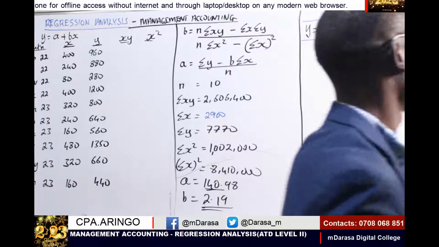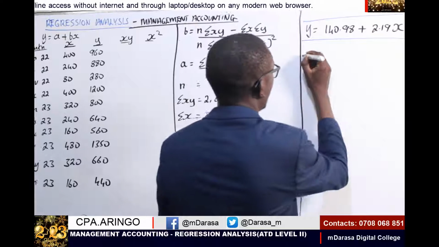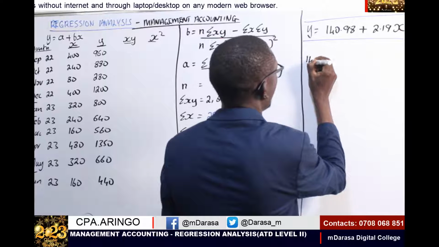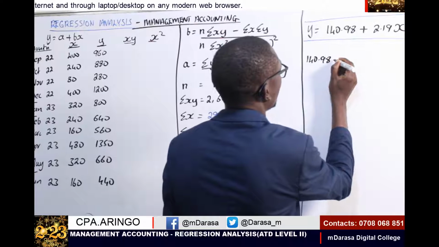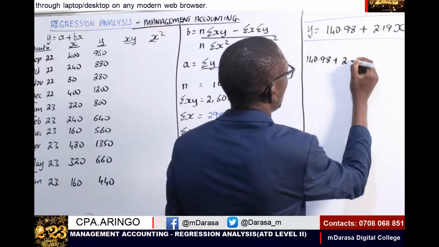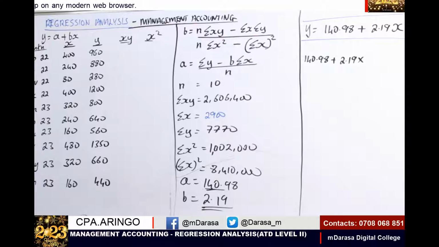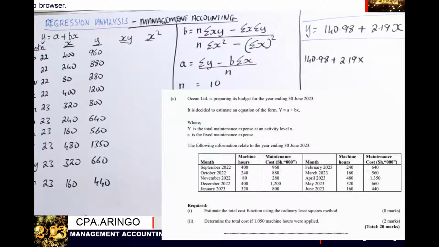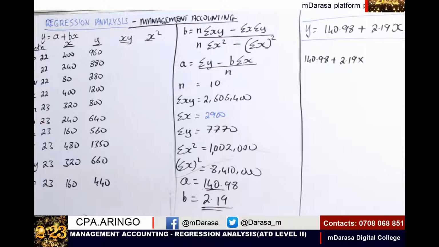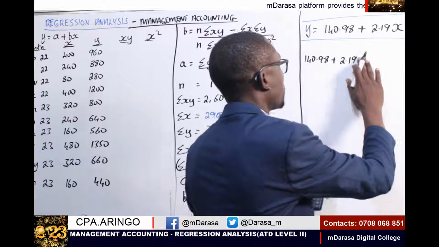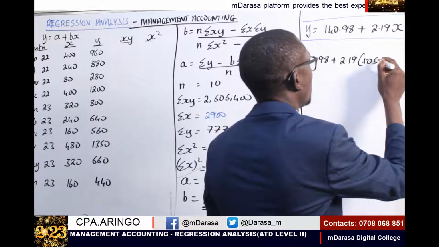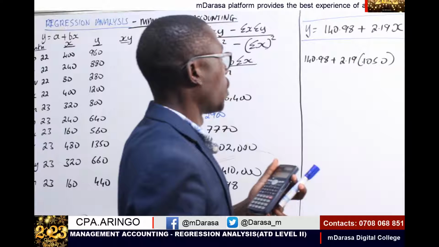That is simple, because we just substitute our x with 1050. So the total cost, which is y, I should be having 140.98 plus 2.19 times what? 1050. That is what we are given, right? If at all we used, that is if at all 1050 machine hours were applied. So what you are going to have here is to substitute this x with the 1050, so that as at the end of the day, my y will be how much?